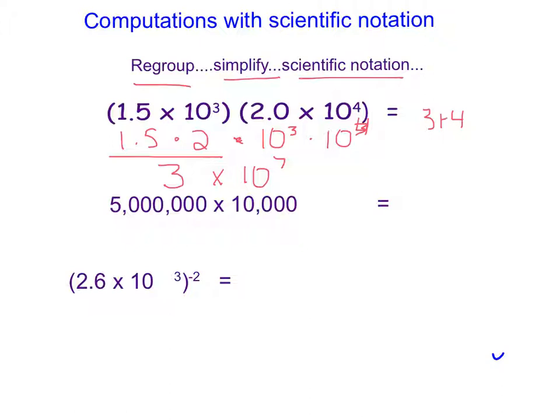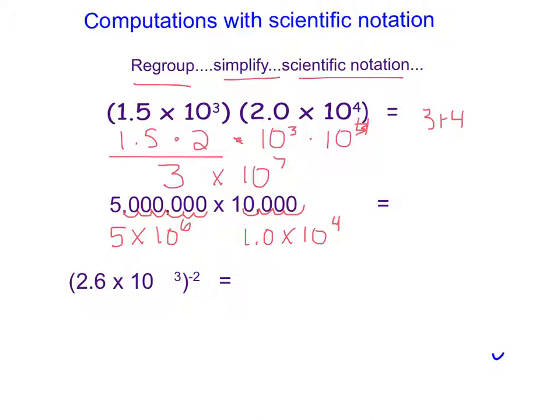Next one, it is in standard form. I think it is so much easier to multiply when it is in scientific notation. So I'm going to change these to scientific notation first. I had to move the decimal 1, 2, 3, 4, 5, 6 places, and 1, 2, 3, 4 places.